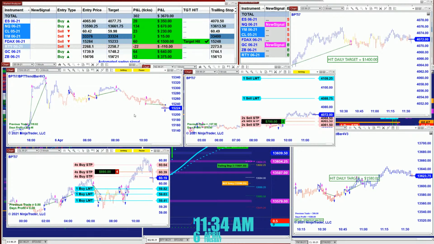you have to flatten out all your trades before you close NinjaTrader.